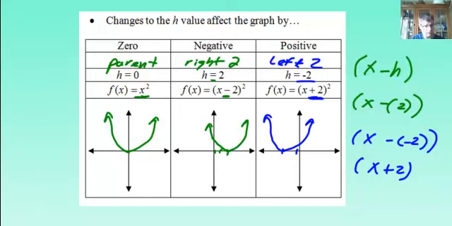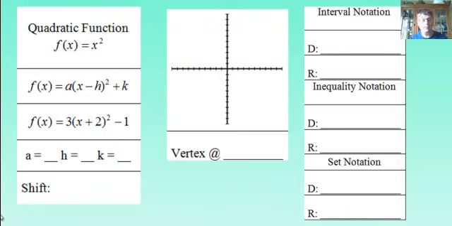Okay, so that's your horizontal shifting. All right, so let's do a couple examples. Let's start putting everything together. All right, so here let's look at a quadratic, and we have f of x equals x squared. Here's that general equation, a(x minus h) squared plus k. So now we're going to plug in numbers.